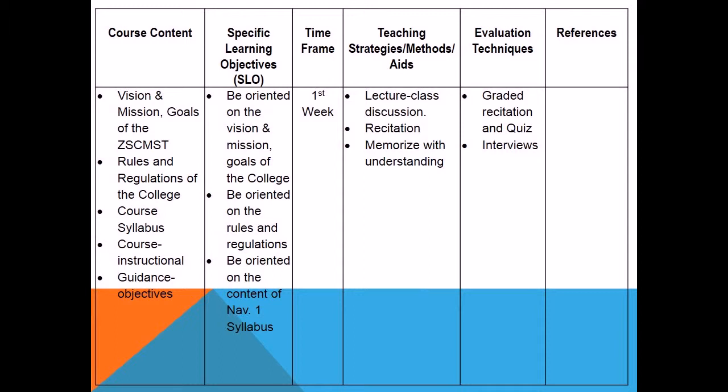Course content: vision and mission, goals of the ZSCMSD, rules and regulations of the college, course syllabus. Course instructional guidance objectives: specific learning objectives (SLO) be oriented on the vision and mission, goals of the college, be oriented on the rules and regulations, be oriented on the content of Navigation 1 syllabus.